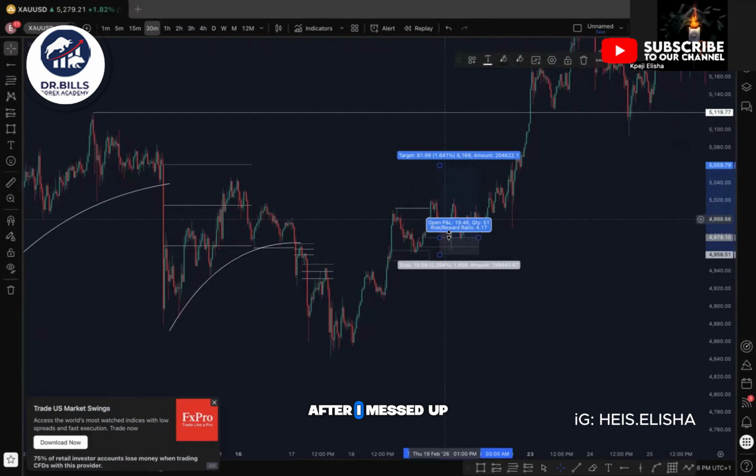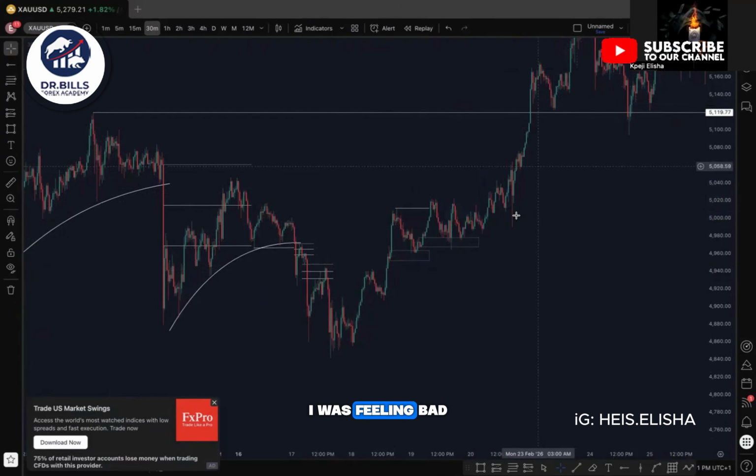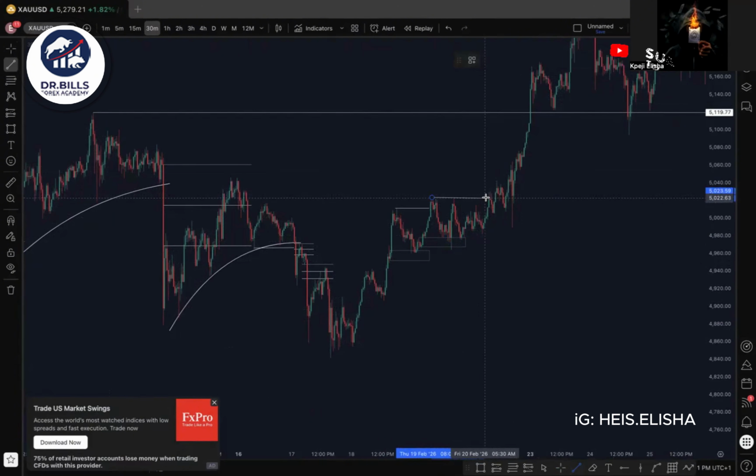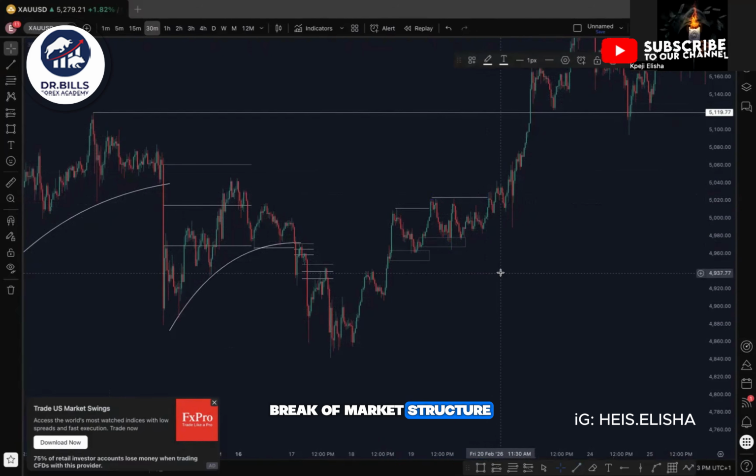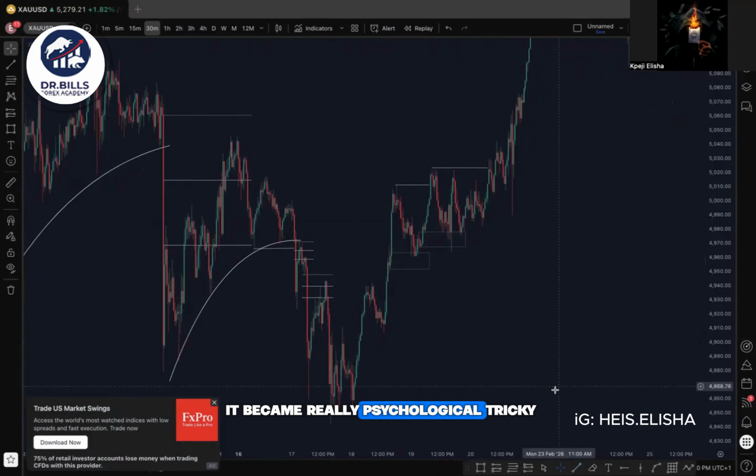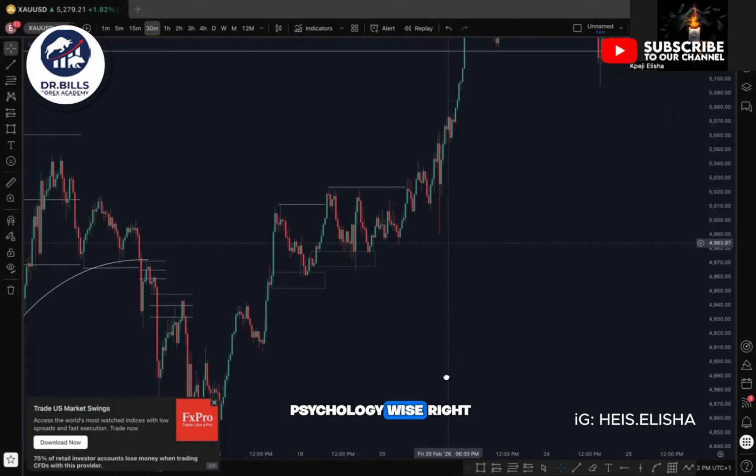So after I messed up this whole trade, I was feeling bad and I needed to make sure I recovered those good feelings. So I did not try to reverse trade as well. What I then did was I simply marked my break on market structure. Then price was bullish here. So this was where it became really psychologically tricky.